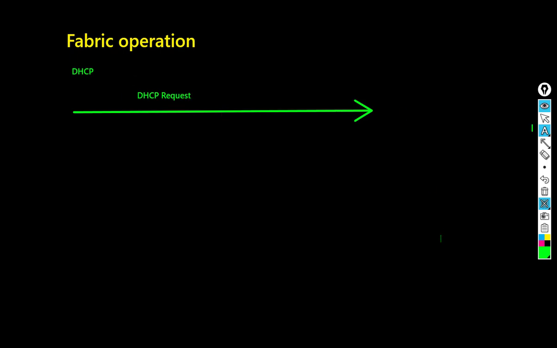DHCP server. In a traditional networking environment, the IP helper address command is configured on the upstream layer 3 switch or on the SVI that encapsulates all the DHCP requests and unicasts them to a DHCP server somewhere in your network, in the core or in the data center.